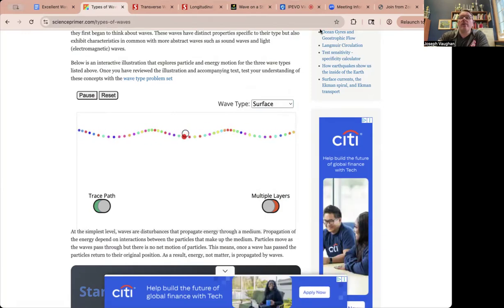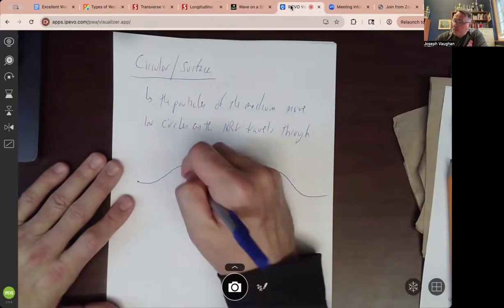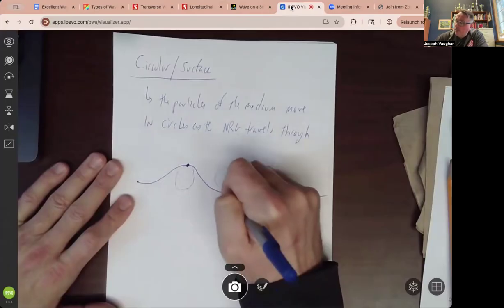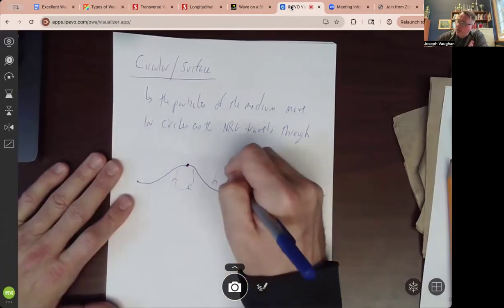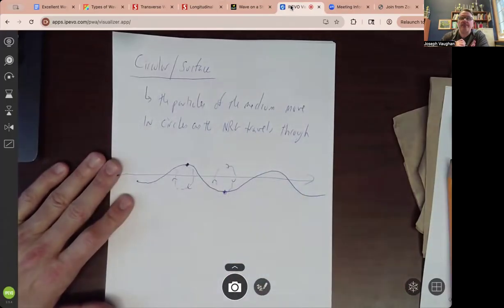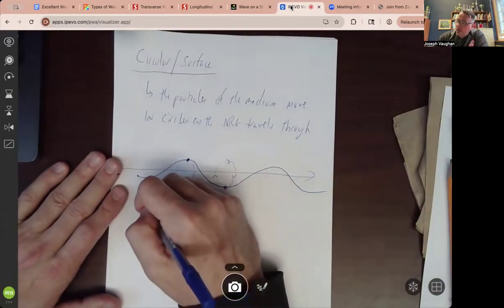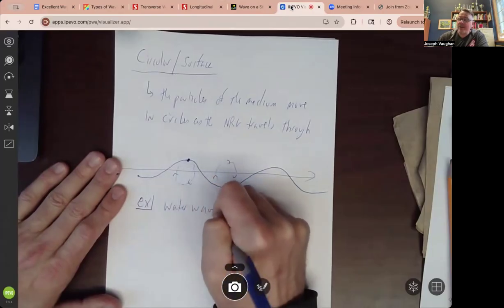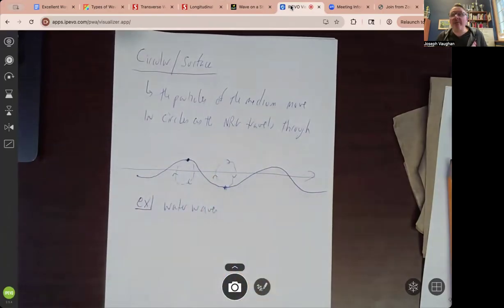Okay. So let me go back to here. Each point on the medium is traveling through a circle, right? So this point on the medium is going like this. This point on the medium is going like this, so that the energy can travel through like that. And so our examples of circular waves are water waves. If you really think about it, when you're bobbing in the ocean, you're not just bobbing up and down, but you are actually bobbing forward and back, and up and down. Another way to think about it, a circular wave is like a combination of doing a transverse wave and a longitudinal wave at the same time.